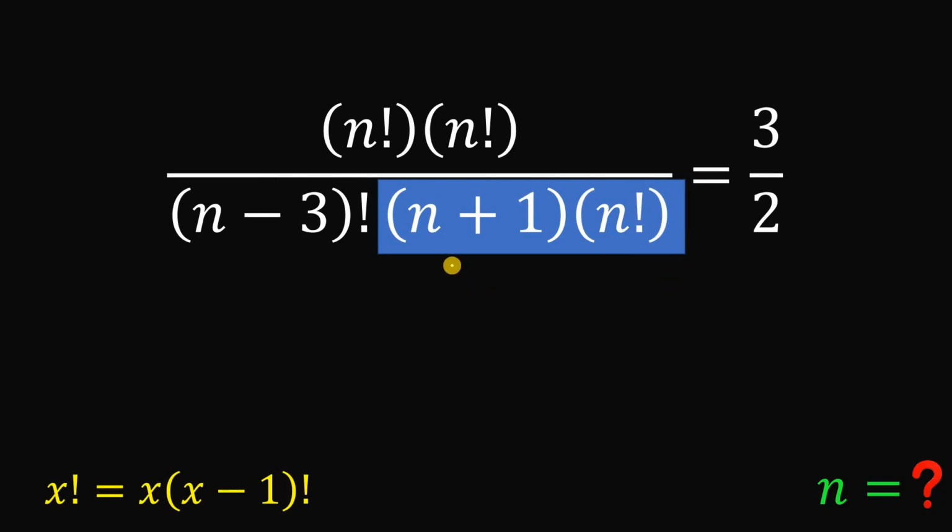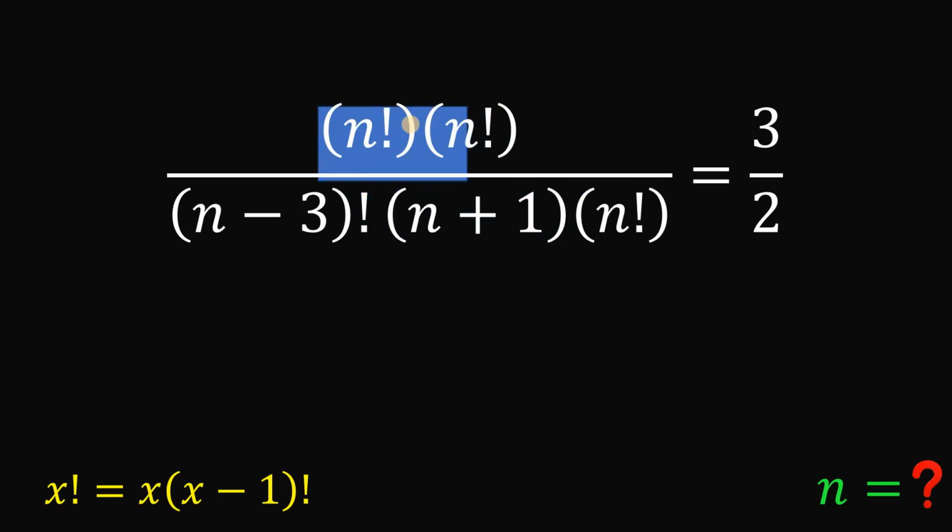Now, your question is, what is the purpose of doing this? Why do we rewrite n plus 1 factorial into n plus 1 multiplied by n factorial? Because notice, we have n factorial on the numerator and n factorial on the denominator. So, we can definitely cancel these two terms after we simplify some factorials. Alright, now at this point, let's focus on the remaining n factorial. Again, we can eliminate n factorial and n factorial later on.